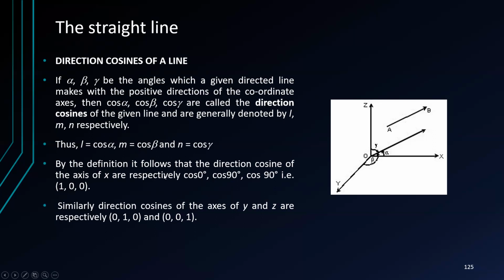By definition, it follows that the direction cosines of the x-axis are respectively cosine 0 degrees, cosine 90 degrees, cosine 90 degrees, so 1, 0, 0.